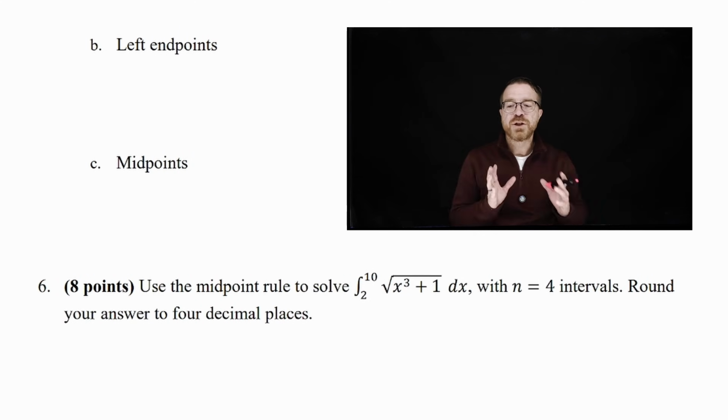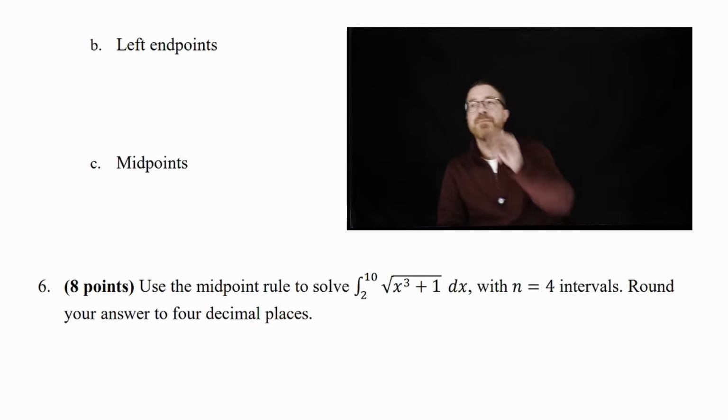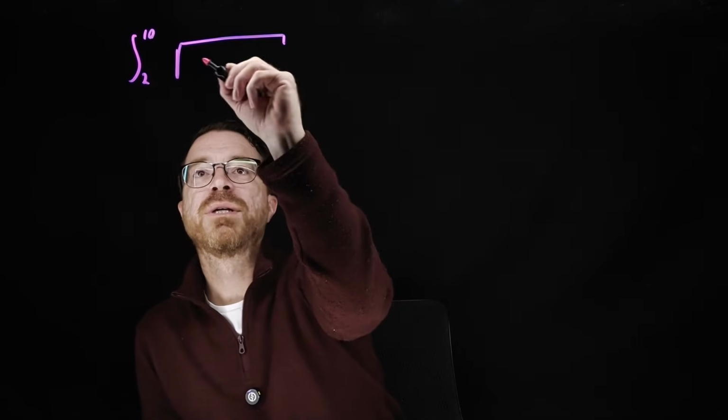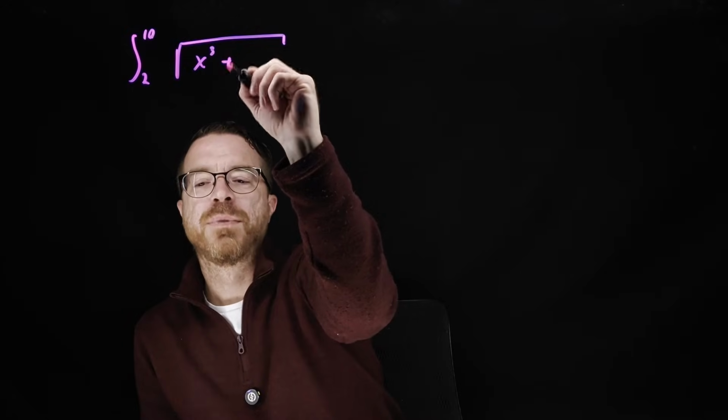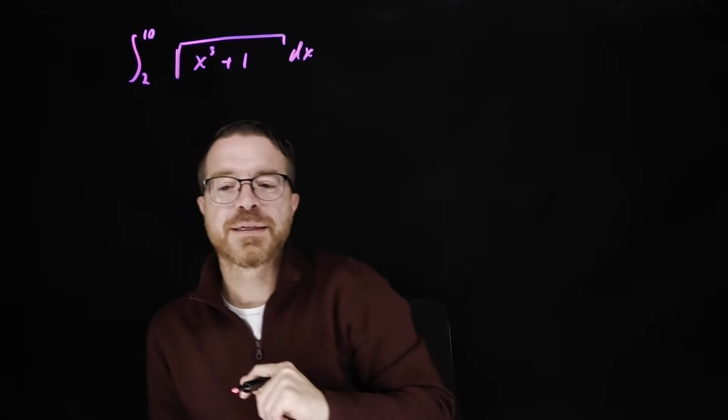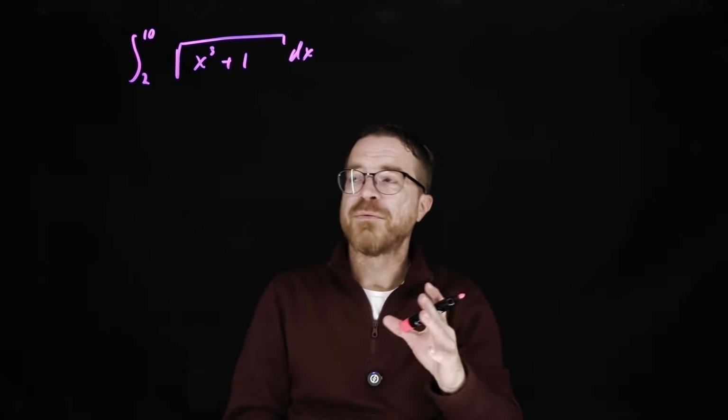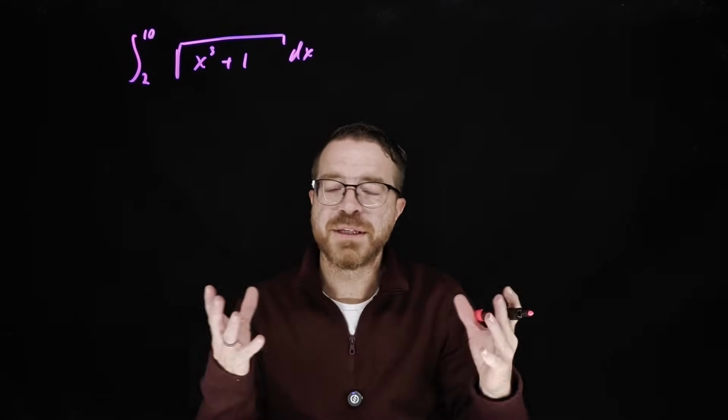Problem 6 says use the midpoint rule to solve the integral from 2 to 10 of the square root of x cubed plus 1 dx with n equals 4 intervals. We're going to round our answer to 4 decimal places. Now we have 4 subintervals, so just like before, we're doing Riemann sums.